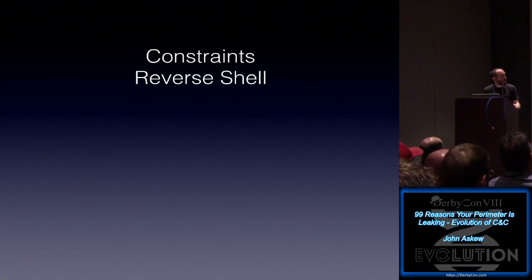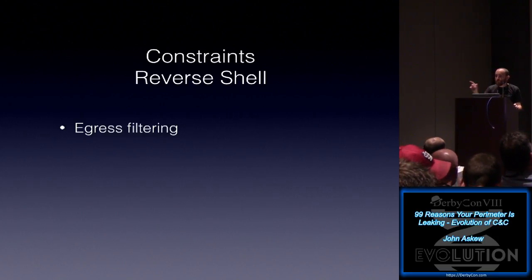Now there are still some constraints here, because egress filtering does exist, so you might have to pick the right port to go out. Maybe they blocked all ports from the particular host you want to compromise, so it can't just get out at all.